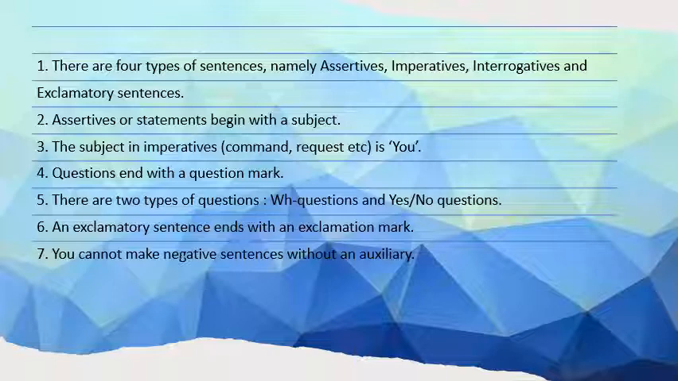Questions end with a question mark. You already know that. Exclamatory sentences end with an exclamation mark. There are 2 types of questions. Which are they? WH questions and yes or no questions. You already know what those are. An exclamatory sentence ends with an exclamation mark. You cannot make negative sentences without an auxiliary verb. Which are the auxiliary verbs? am, are, be, do, does, did, is, has, have. These are all auxiliary verbs.